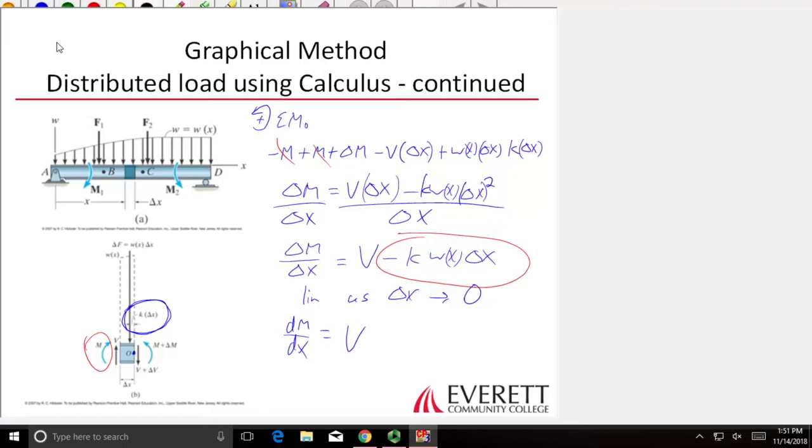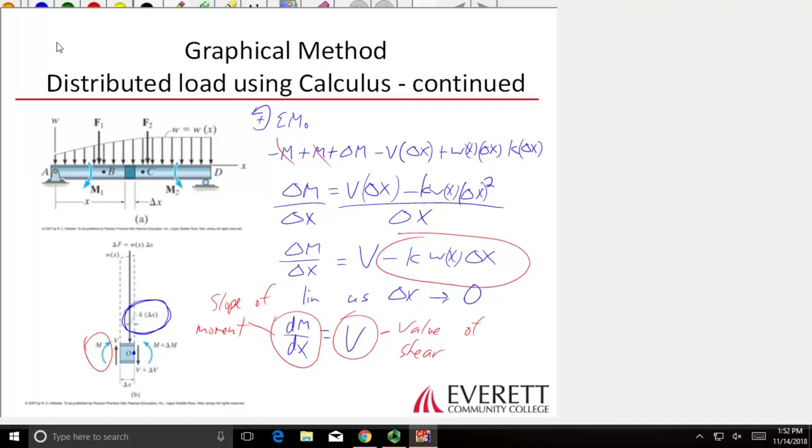It goes to 0. As delta x gets smaller and smaller, that term means less and less. So we end up with dM/dx equals shear, which is exactly the same relationship we had between the loading function and shear. We have that same relationship between moment and shear. What's that relationship? This is the slope of moment, and this is the value of shear. That's 2 of the relationships we need to remember.